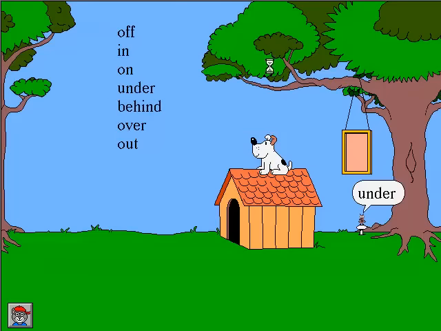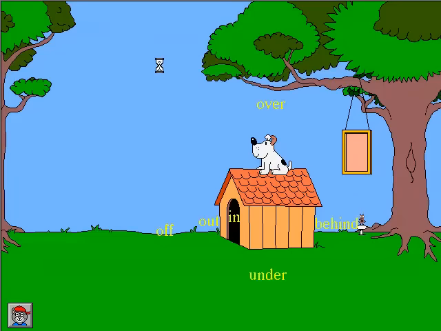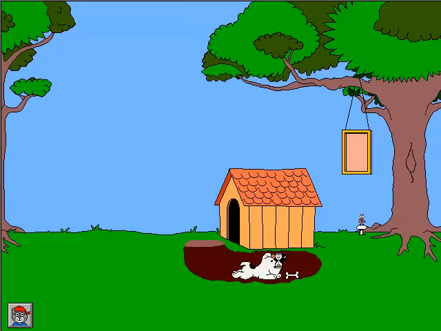Can you make Houdini go under the doghouse? That's over. Can you make Houdini go under the doghouse? That's off. Can you make Houdini go under the doghouse? That's behind. Can you make Houdini go under the doghouse? All right! I'm under the doghouse.